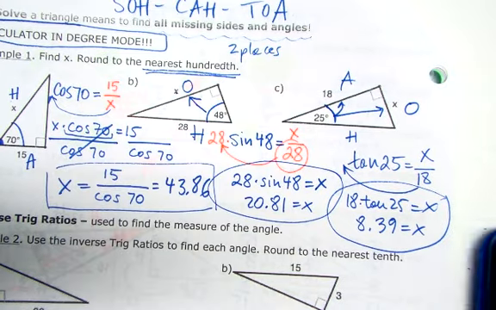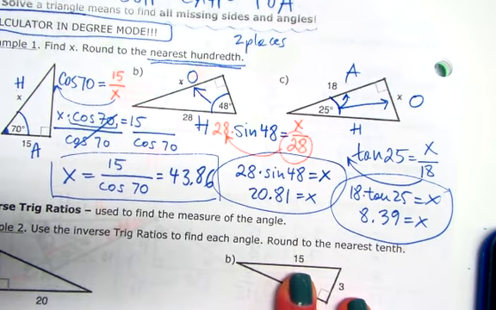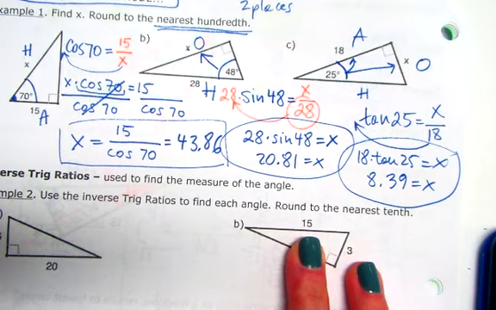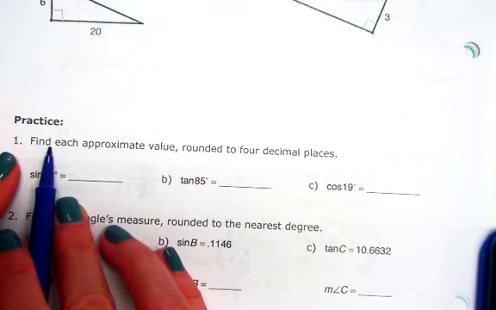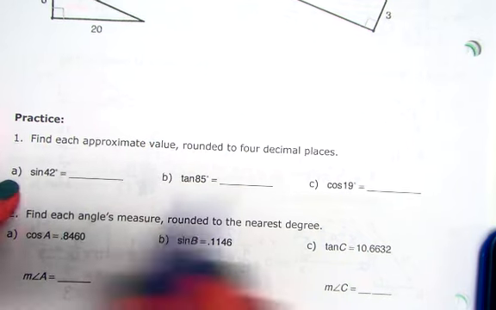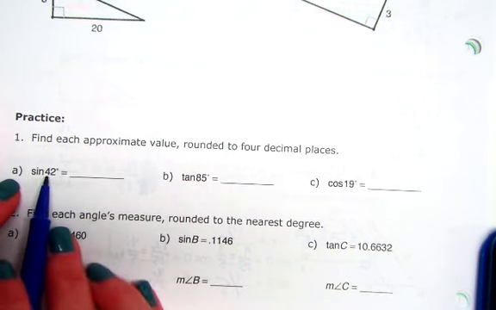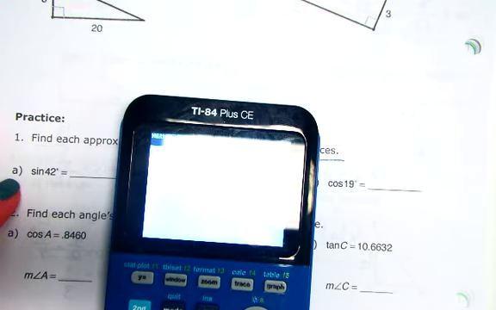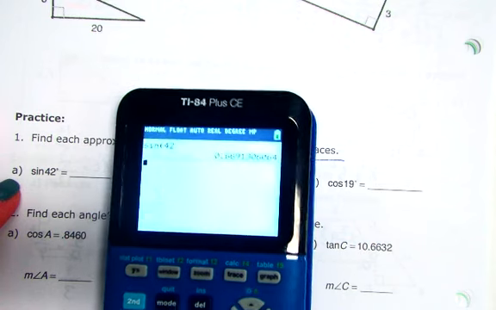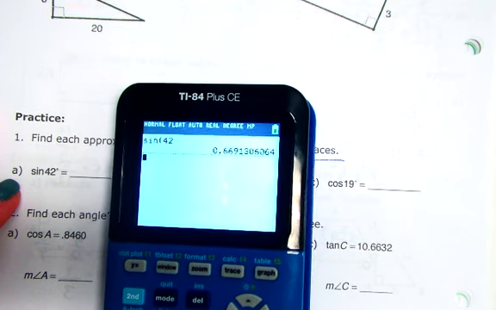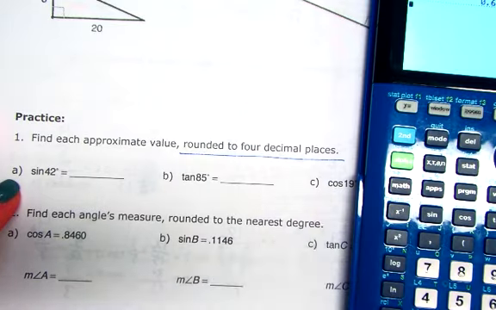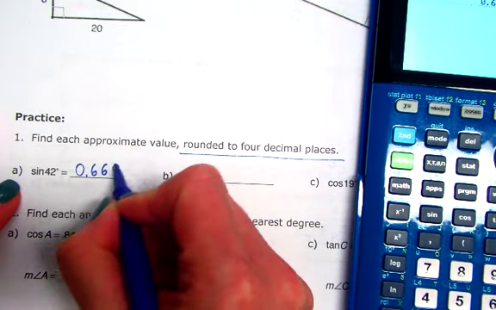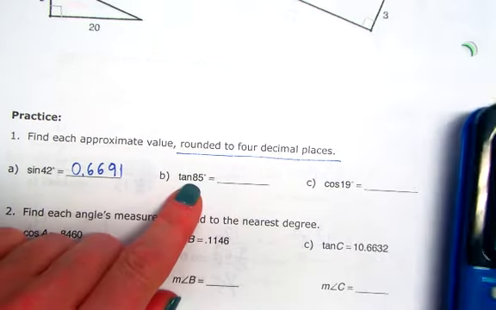All right, we're going to skip the inverse trig ratios for now. We'll do that tomorrow. The inverse trig ratios are used to find the angles, but what I want you guys to do is try this practice right here, these 3 questions where you're simply given the sine of an angle and you have to round it to 4 decimal places. So that means take the sine of 42, hit enter. So this one comes out to be 0.6691. Okay. So do the same thing for part B and C.